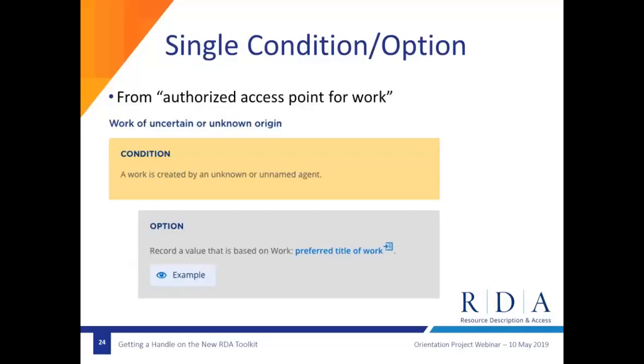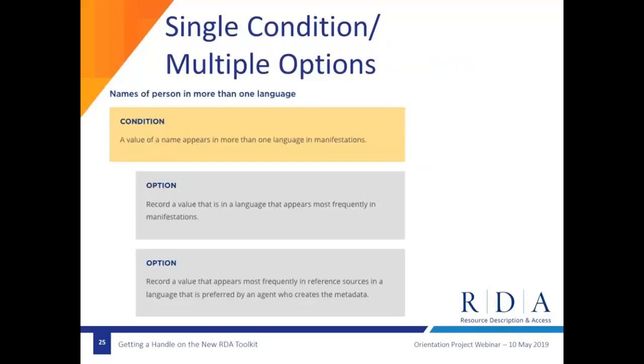The first is a single condition and option. This is from Authorized Access Point for Work, and the condition is a work is created by an unknown or unnamed agent. And the option is to record a value that is based on the preferred title for the work. And you can see in this option box, we have an example that if I were live, I could open and see an actual example from the examples editor about how to apply this or how it would work in a particular situation.